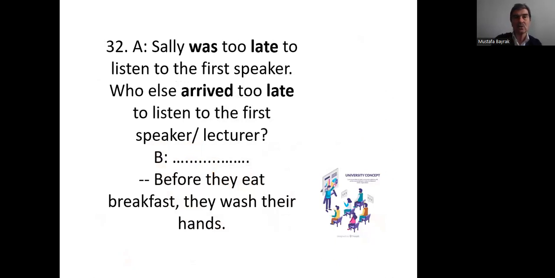Okay. 32A. Silly was too late to listen to the first speaker. Who else arrived too late to listen to the first speaker or lecturer? Janice was too late to listen to the first speaker. Before they eat breakfast, they wash their hands. What is the connection? Maybe it was important in one of the previous lessons to write something like this. Okay.